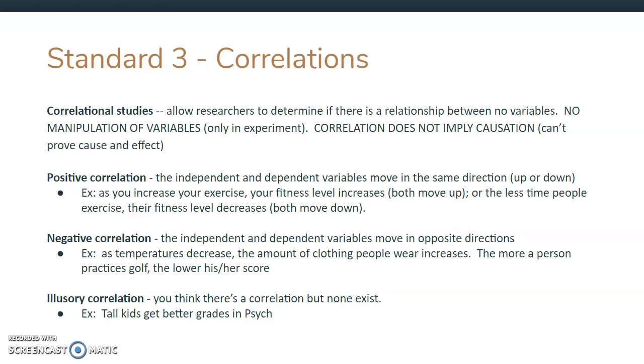Okay, don't forget you can get illusory correlations. It's where you think there's a correlation, but one doesn't really exist. So like tall kids getting better grades in psych. Okay, so don't forget that illusory correlation. That's just where it looks like maybe there's one, but there really isn't anything.